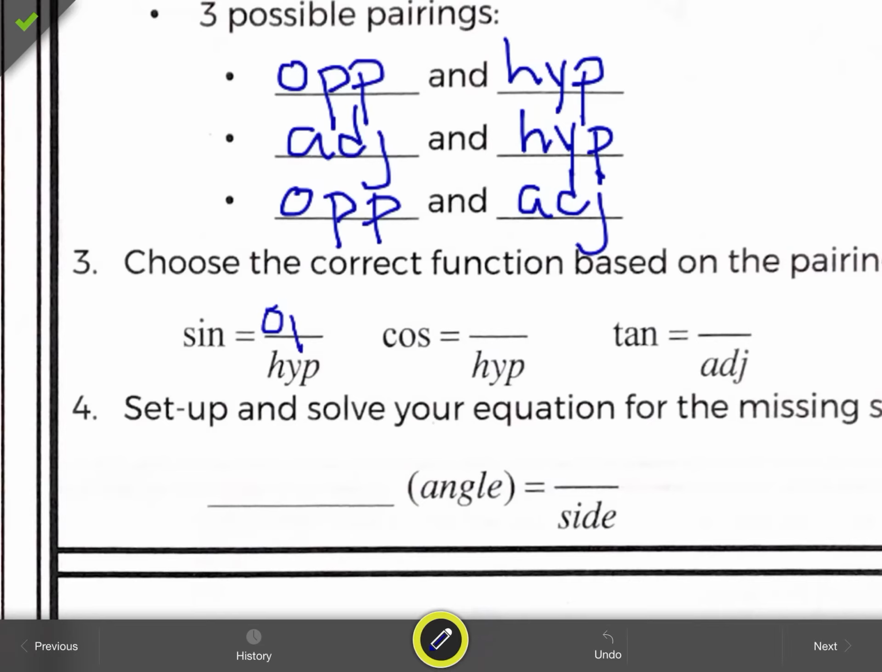Meaning, remember, opposite and hypotenuse is sine. Adjacent over hypotenuse, once again, is cosine. And opposite over adjacent.